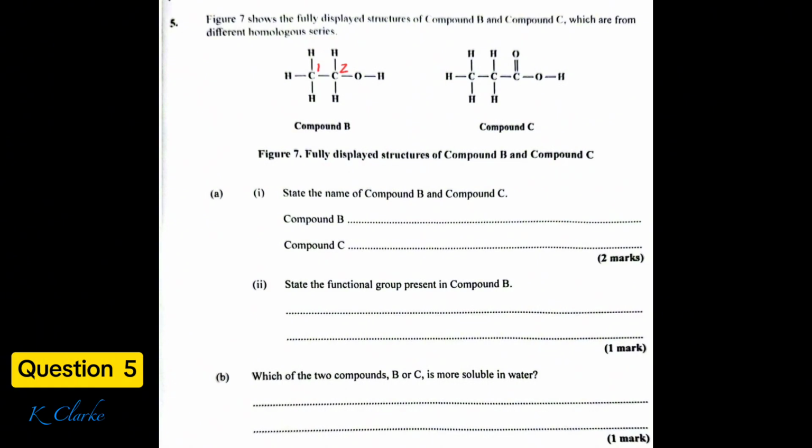Compound B has 2 carbons, therefore the prefix is eth, and a hydroxyl group, so the compound is an alcohol. Therefore, the name of compound B is ethanol. Compound C has 3 carbons, so the prefix is prop. There is a carboxylic group, so compound C is propanoic acid.